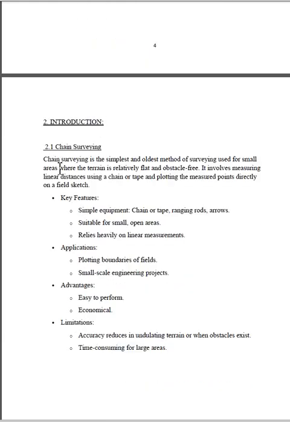First, chain surveying. Chain survey is the simplest and oldest method of surveying used for small areas where the terrain is relatively flat and obstacle-free. It involves measuring linear distance using a chain or tape and plotting the measured points directly on the field. This type of survey is used in a small, plain area which doesn't have any major obstacles. The key feature of chain surveying is simple equipment: chain or tape, ranging rods and arrows.